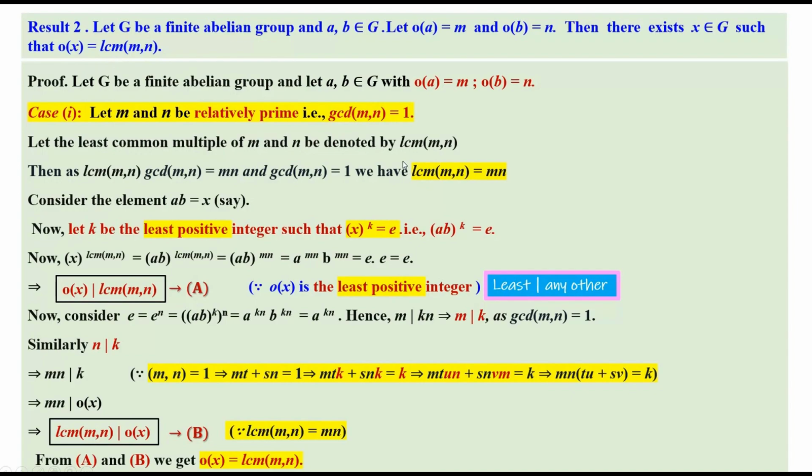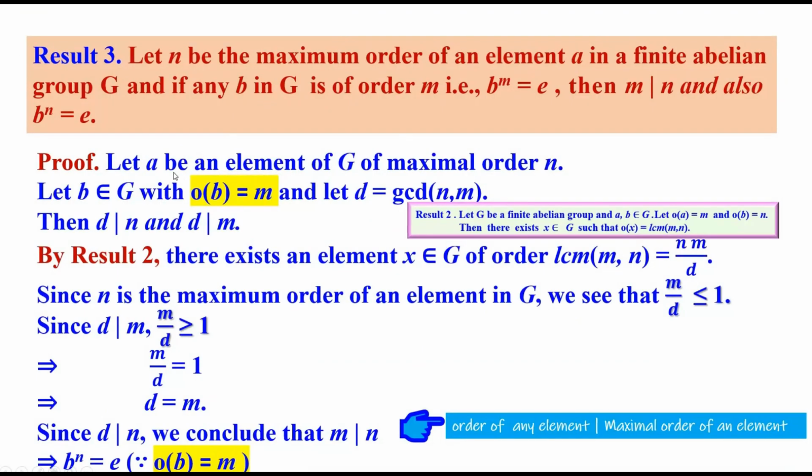So we make use of this to prove result 3, which states that if n is the maximal order, a is an element whose maximal order is n, and all these are happening in a finite abelian group, and b is of order m, which means that b power m is e, then the relation between this m and this n is m must divide n. And not only that, b raised to m is e, we know, b raised to n will be e, just because of this it can happen.